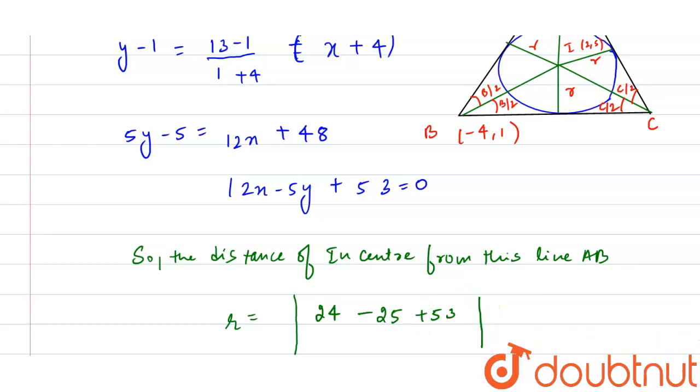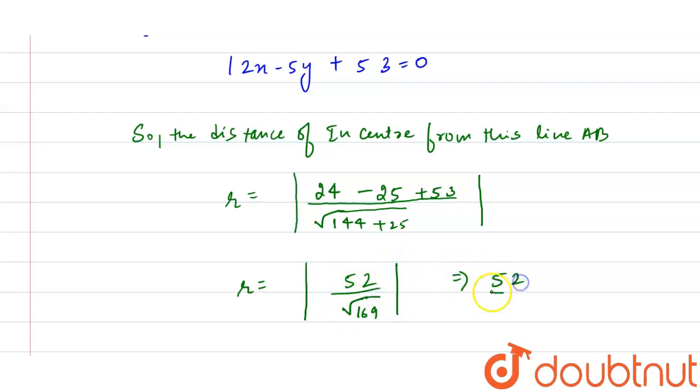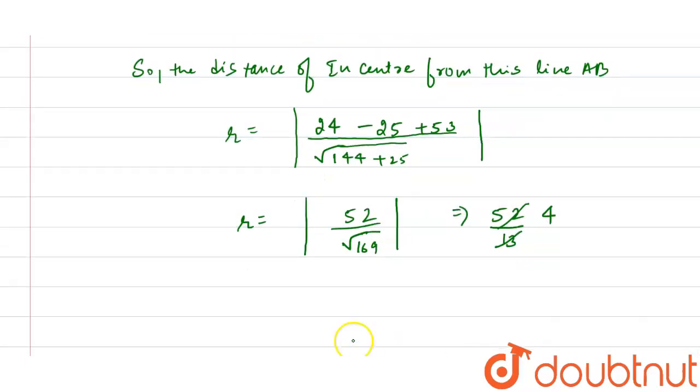And that is divided by the square root of 12 square, which is 144, plus minus 5 square, which is 25. So the radius is the mod of minus 1 plus 52, divided by the square root of 169. So this value is 52 divided by 13, and if we divide it, we get 4. So the radius is 4, and let the unit be centimeter. So the radius is 4 centimeter.